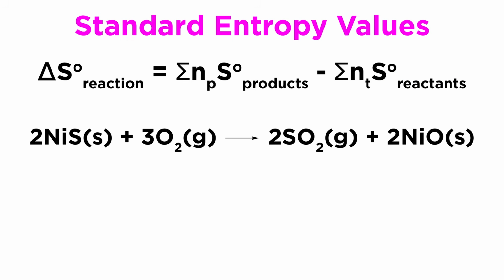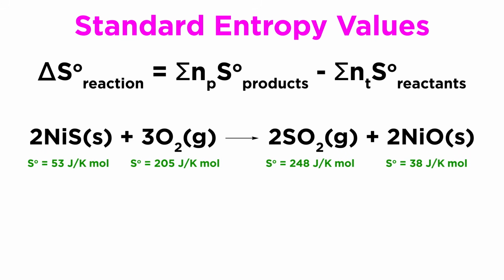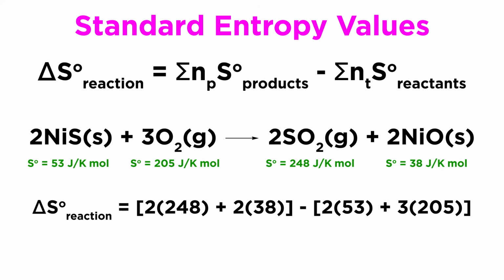For example, with this room temperature reaction involving nickel sulfide and oxygen producing sulfur dioxide and nickel oxide, if given these standard entropy values, we simply plug them into the equation like this. Make note that we are multiplying each value by the relevant stoichiometric coefficient. Doing the arithmetic, we get negative 149 joules per Kelvin as the answer.